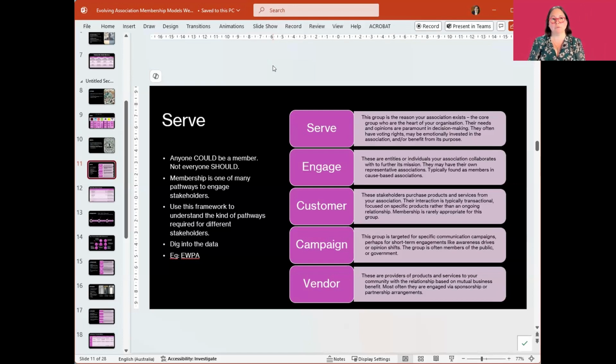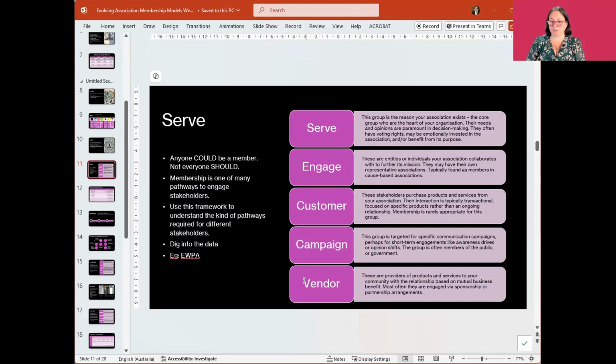Campaign is, so for example, you're repositioning your sector to the public because you're trying to attract more people in for your workforce. Those people are campaign recipients, once again, not members. The last one, vendors, suppliers of products and services to your members. In most instances, these people should be regarded as a separate type of stakeholder.